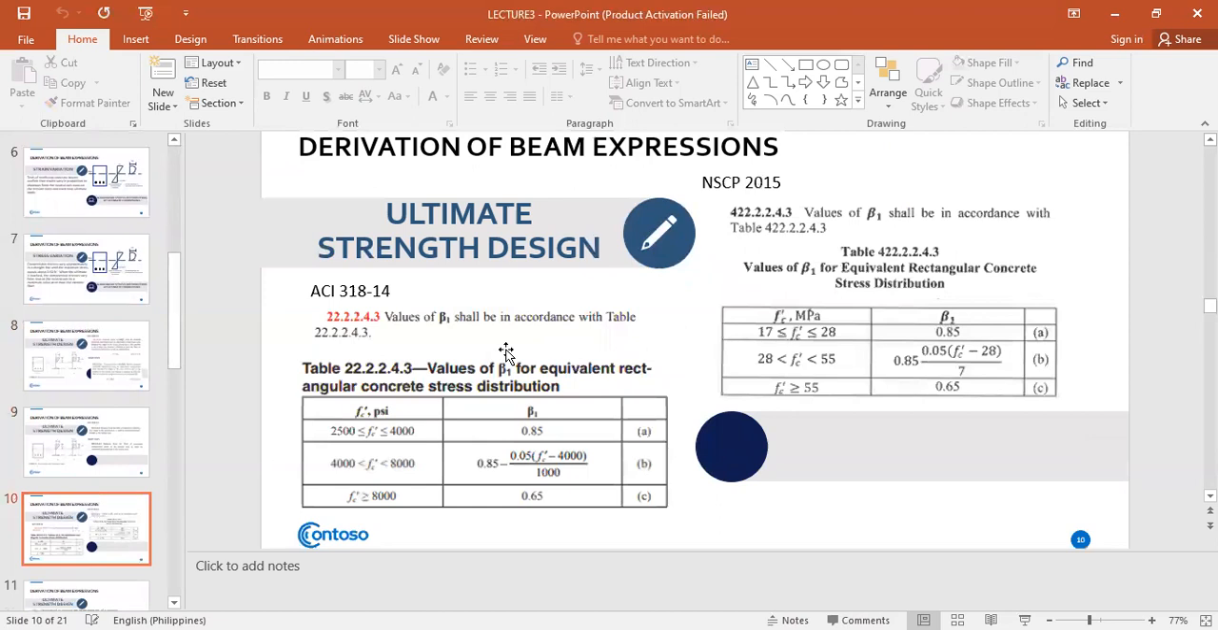So we have here another set of important equations that we should consider, and also take time to memorize. Because sometimes these are not given in the board exam, especially in the board exam. So it's best that you memorize these standards or these equivalent equations. So again, we have discussed C and A. Now we'll discuss beta sub 1. So as of ACI 318-14, values of beta sub 1 shall be in accordance with this table.